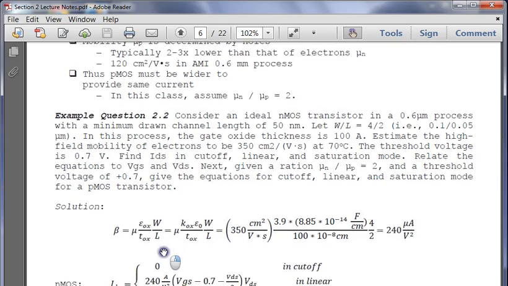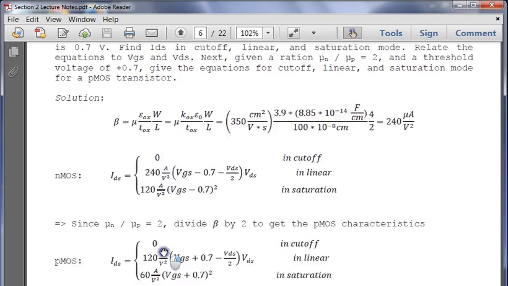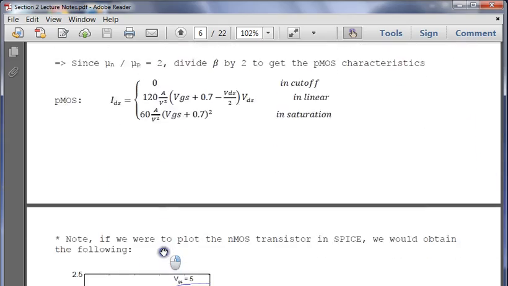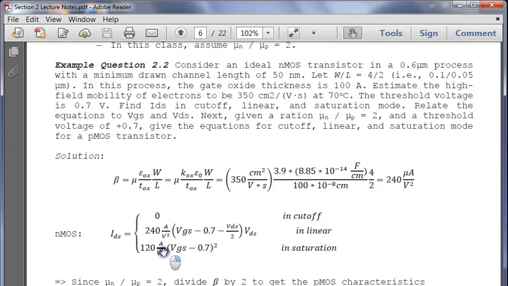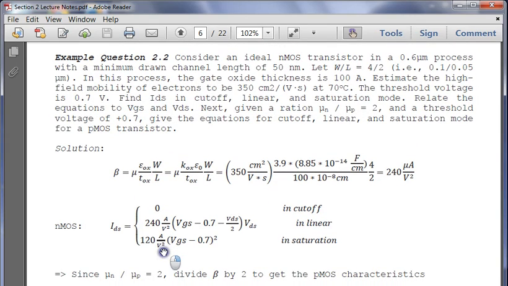Okay, so that's the entire problem. We're going to consider an NMOS and PMOS transistor. For the first part, consider an ideal NMOS transistor, so we haven't dealt with any non-ideal situations yet. It is a 0.6 micron process with a minimum drawn channel length of 50 nanometers. Let W over L equal 4 over 2.